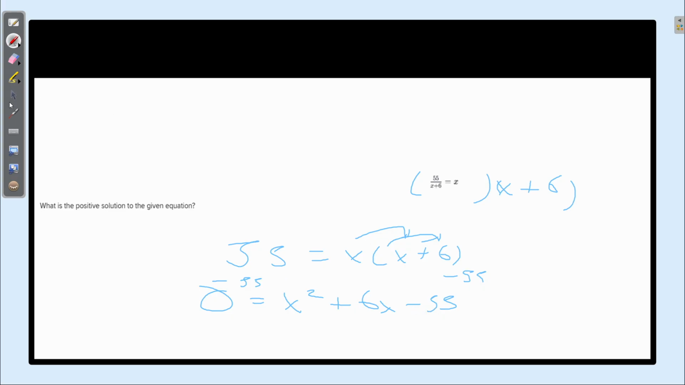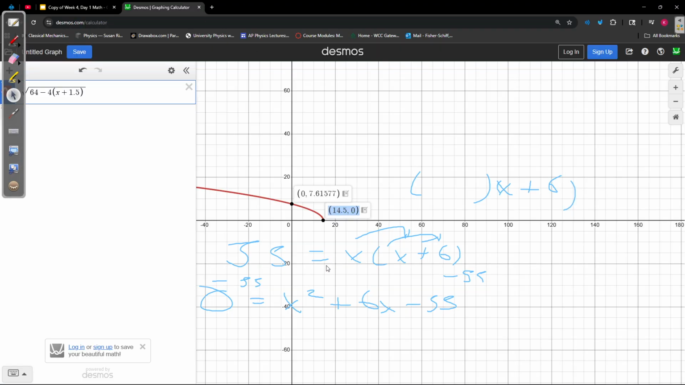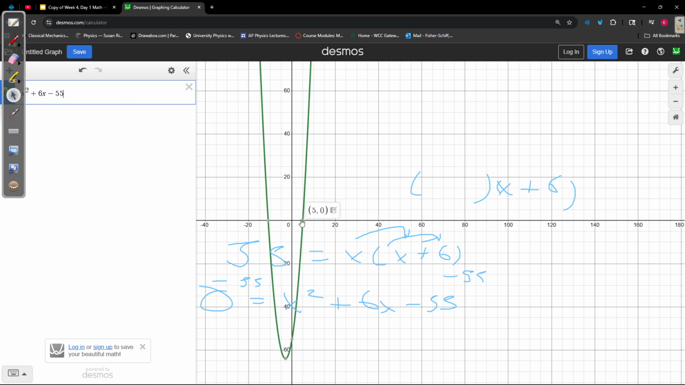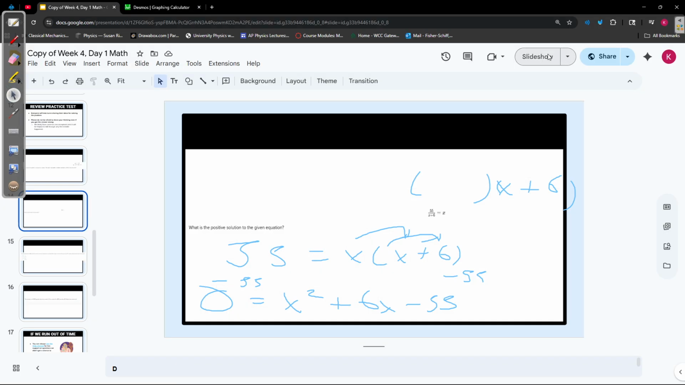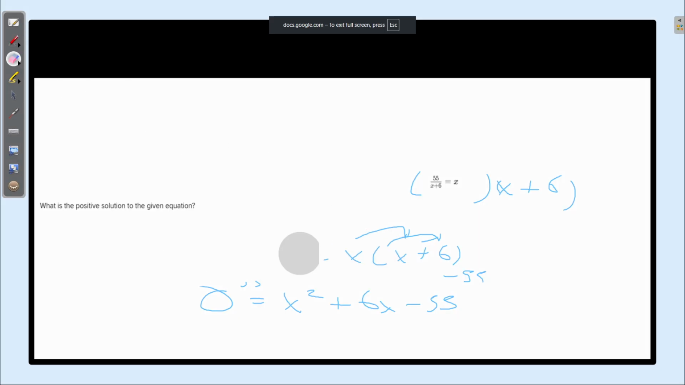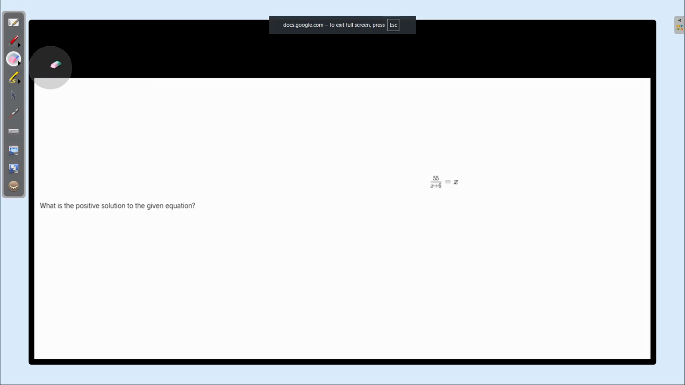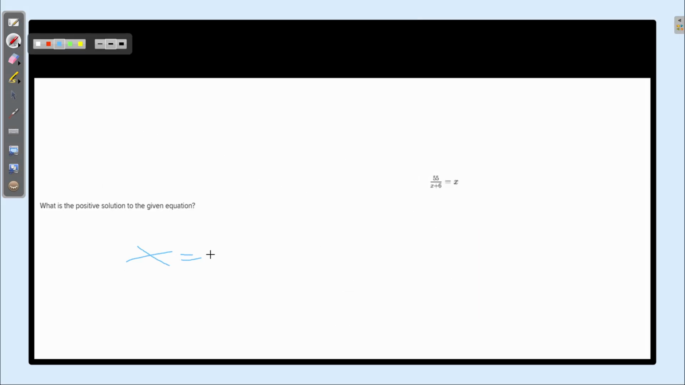Now, what I want to do is go back to Desmos and put this in. The easiest way to do any math question on the SAT, if possible, is to do it with Desmos. Now it's asking for the positive solution, so we can ignore negative 11. And we see that 5 is the only other solution. So what is our x value going to be? Well, we can imagine then that the answer is x equals 5.